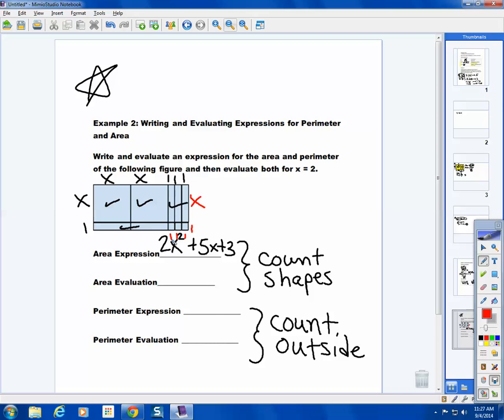How long are these last 2 on this long side on the bottom? Going all the way around that now, after I've labeled everything for my perimeter, or the distance around it, how many X's are all the way around that? 6. Looks like 1, 2, 3, 4, 5, 6. So my perimeter expression would start out 6x. And then how many 1's all the way around that? 8. I see 1, 2, 3, 4, 5, 6. On the right side, 7. Left side would be 8.